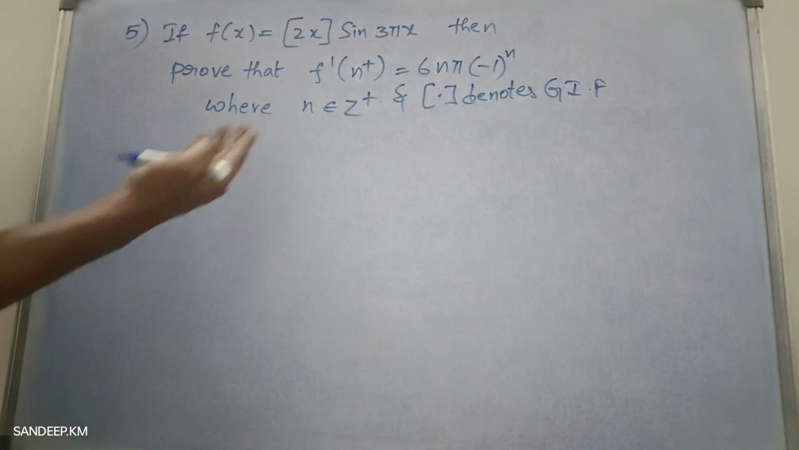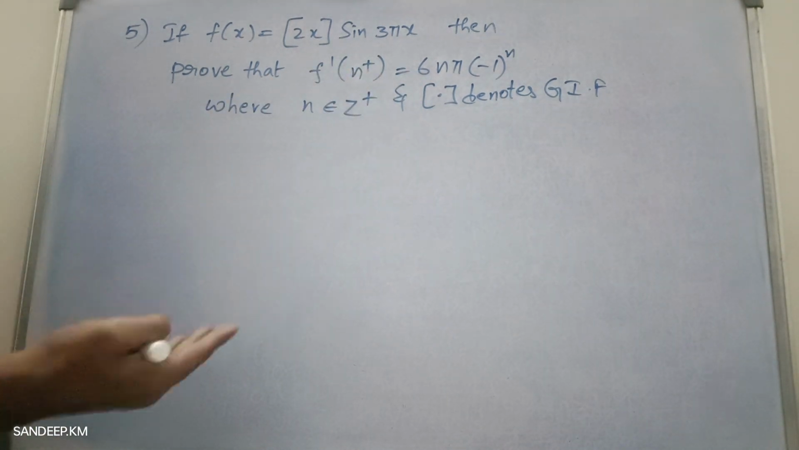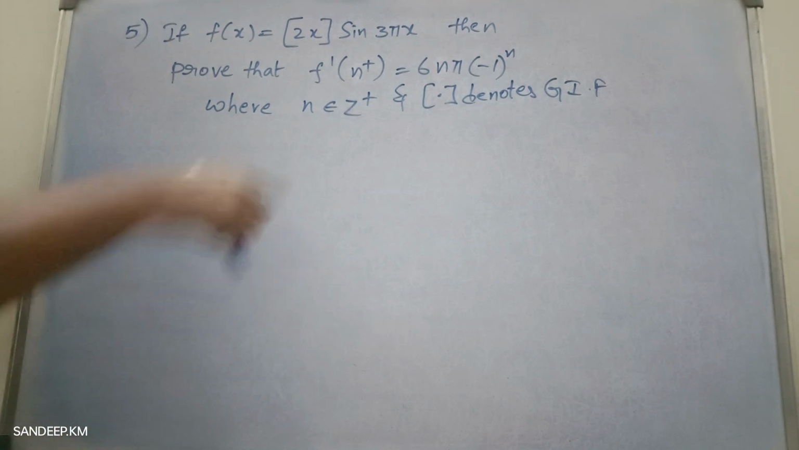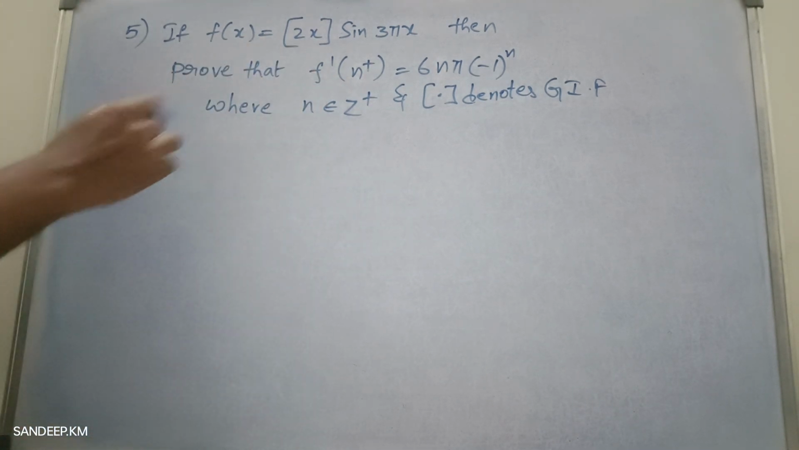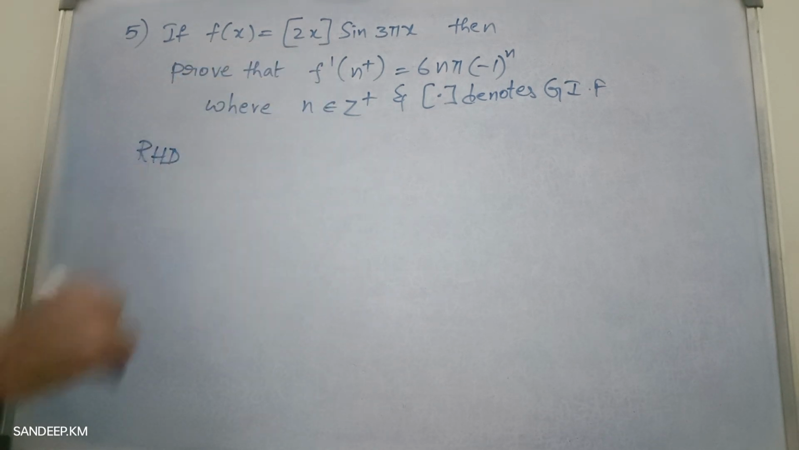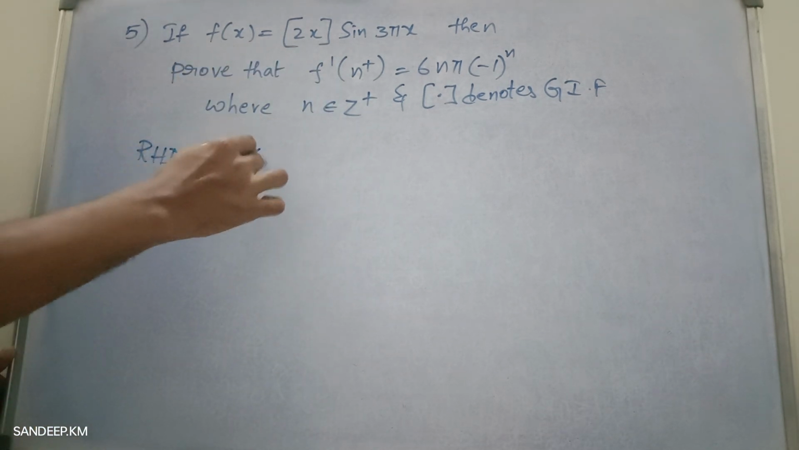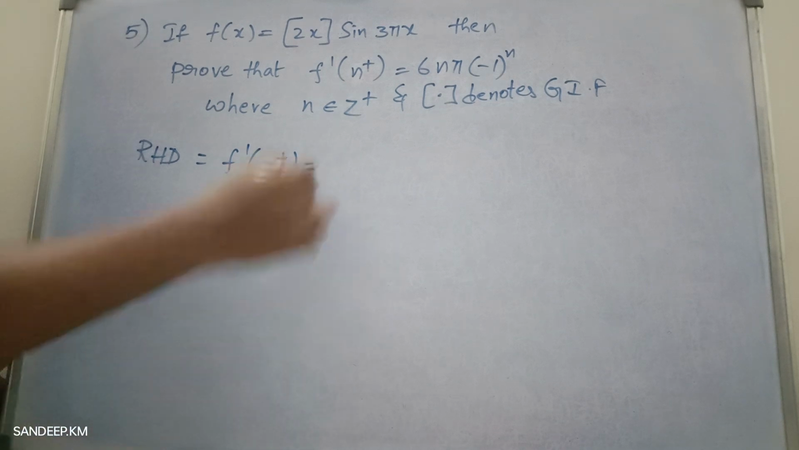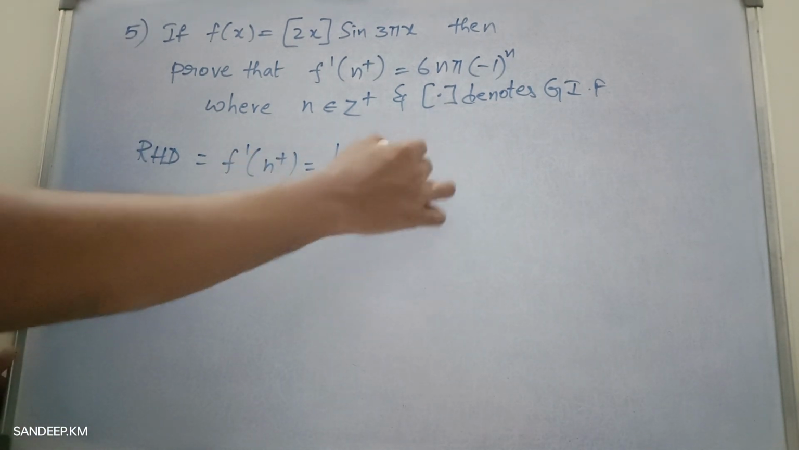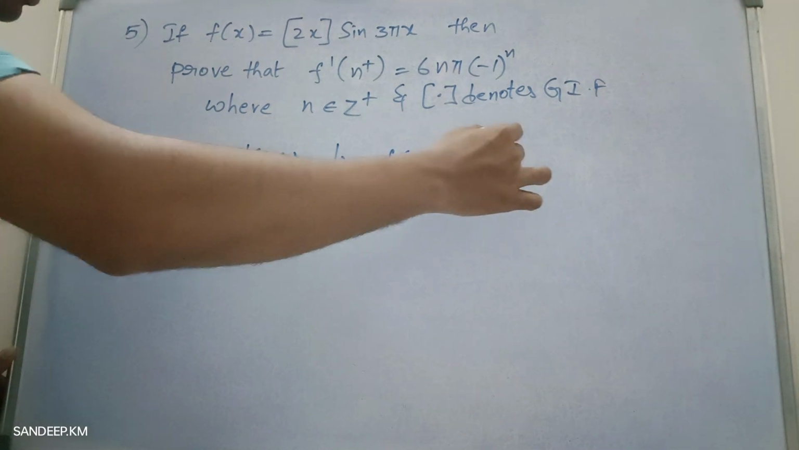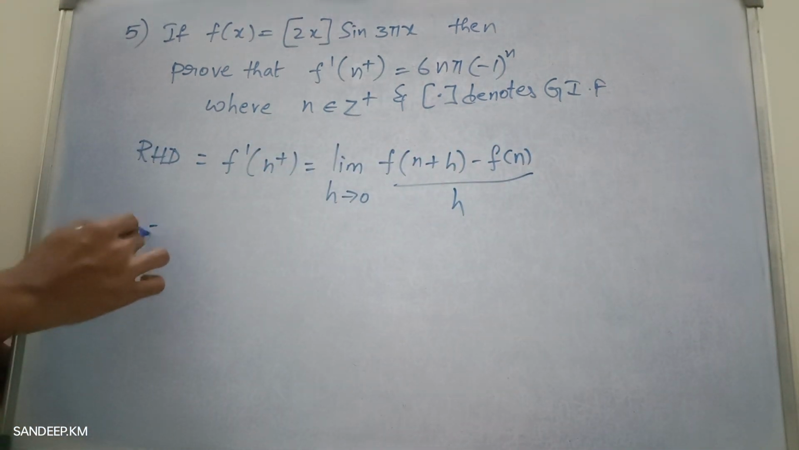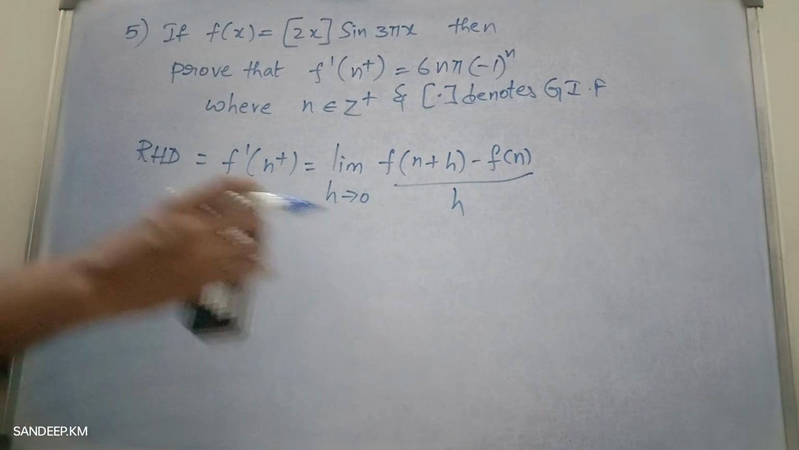So obviously it is enough to find f dash of n plus. No need to check for continuity, no need to check LHD. Directly RHD is enough, right? So let me solve the problem and directly find right hand differentiability at x equal to n. So RHD, what is it? f dash of n plus is equal to limit h approaches 0, f of n plus h minus f of n whole divided by h. So it is equal to, what is f of n plus h, dear students?